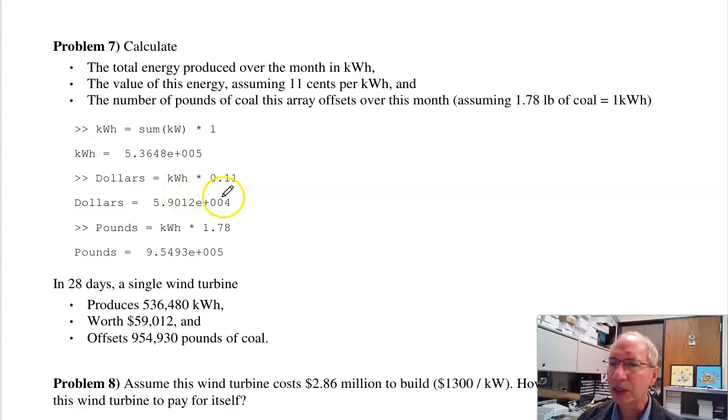The pounds of coal I would offset is take kilowatt hours times 1.78. Again, it takes 1.78 pounds of North Dakota lignite to produce 1 kilowatt hour. That's from the Milton Young power plant in North Dakota. I would offset 900,000 pounds of coal. Big numbers.